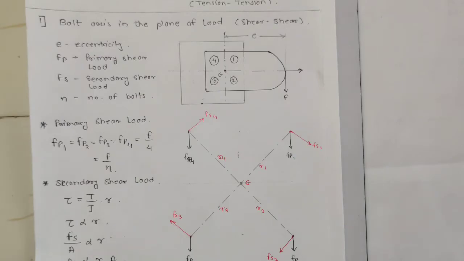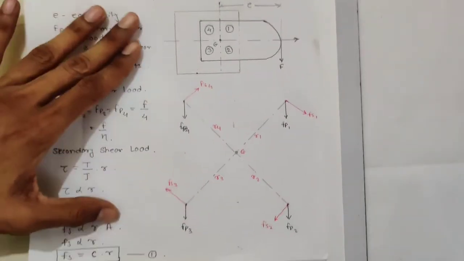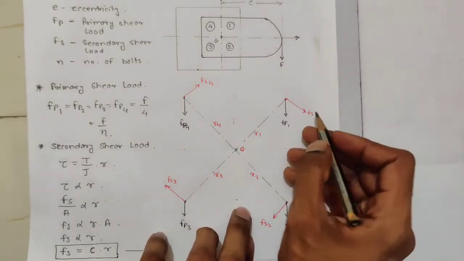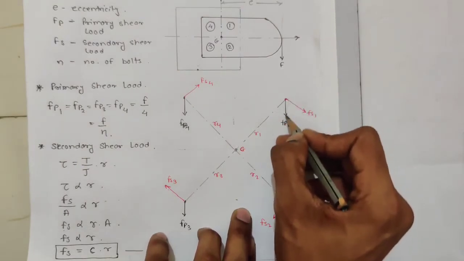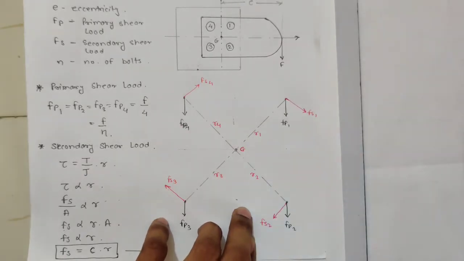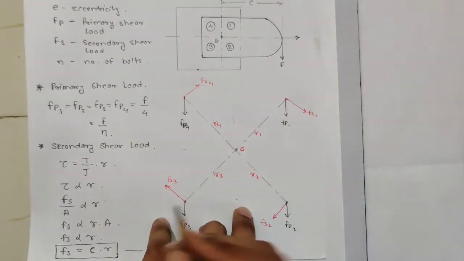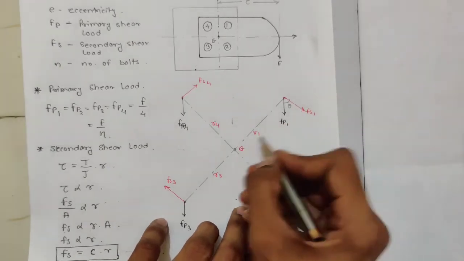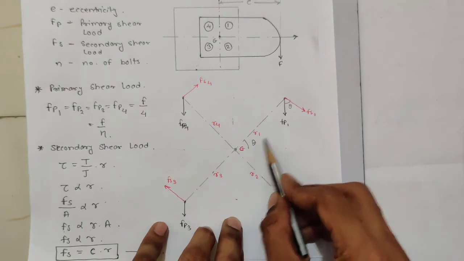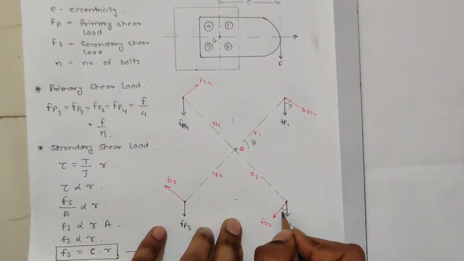Okay, now see, we are having these loads. Now the question is, which bolt is carrying the highest value of load? Now see, if our primary load is downward, I'm just taking two components of this load. It is having some angle theta between them. This angle theta is nothing but this angle theta. This theta and this theta will be the same.